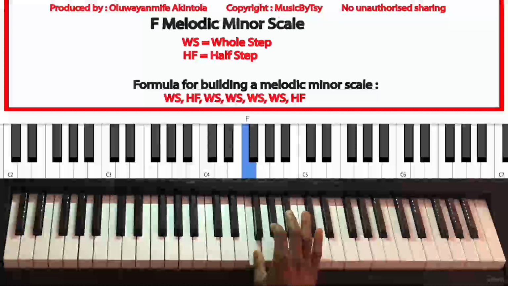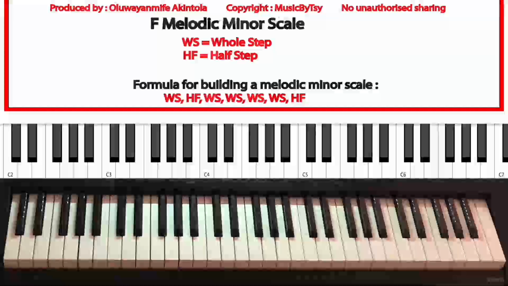Now the first method that I'm going to teach you is quite an easy method. So in order to build the F melodic minor scale, what we can do is we can take the F major scale and then we can take the third note of that major scale and then lower it by a half step. And then doing that is going to give us the F melodic minor scale. So yeah, let's do that.